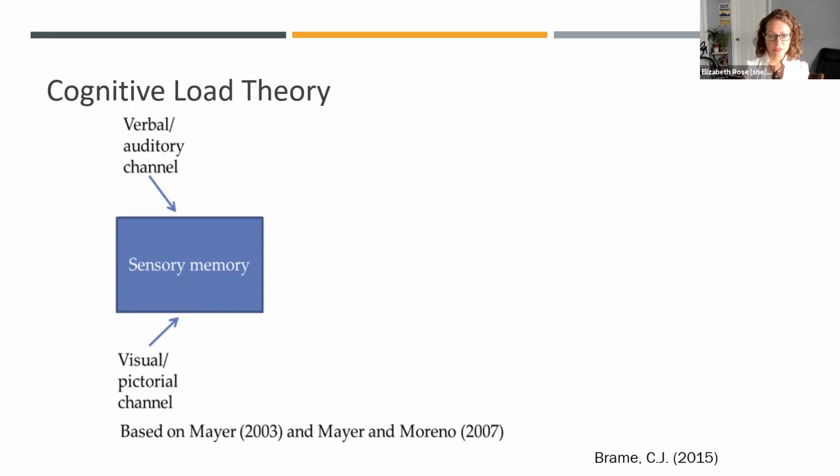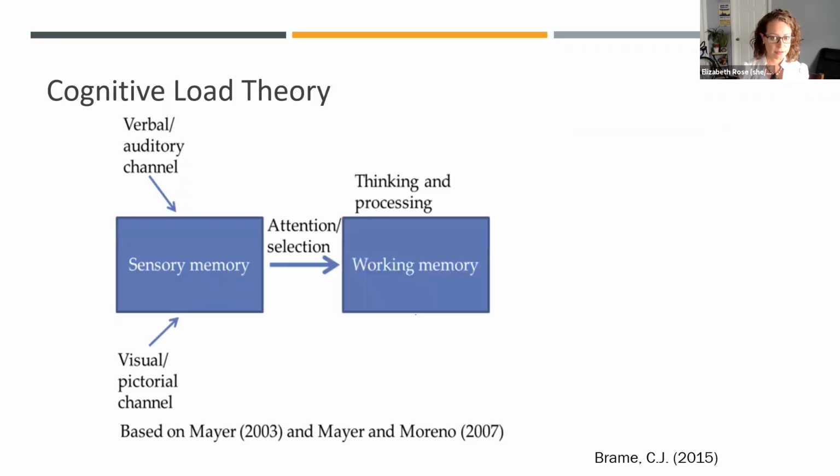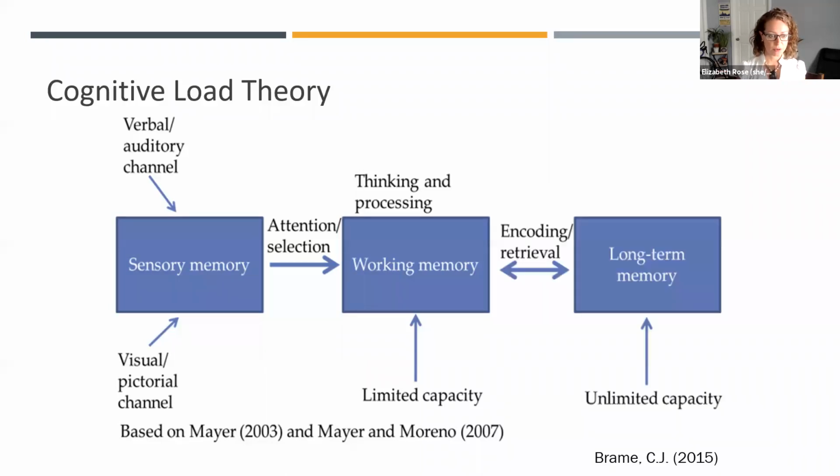According to cognitive load theorists, learners gather verbal and visual cues from the environment, such as audio and visual cues from a video. These cues are selectively pulled into the working memory for temporary storage and processing. Working memory has limited capacity, so the learner has to be selective about what is pulled from sensory memory into working memory before finally being coded into long-term memory.